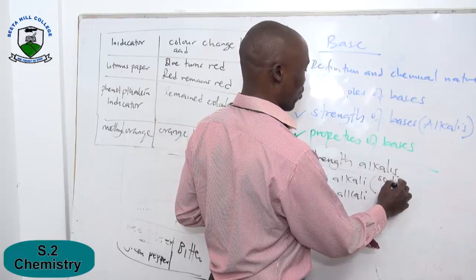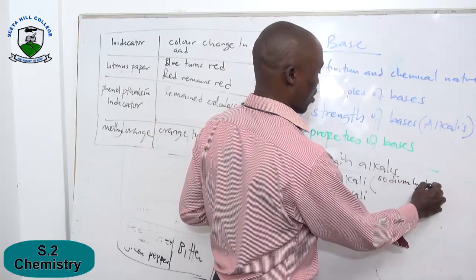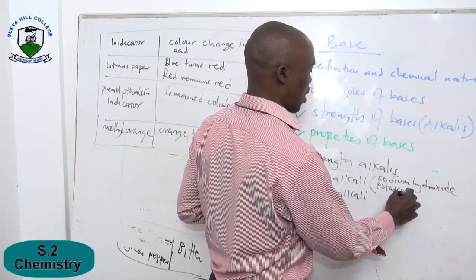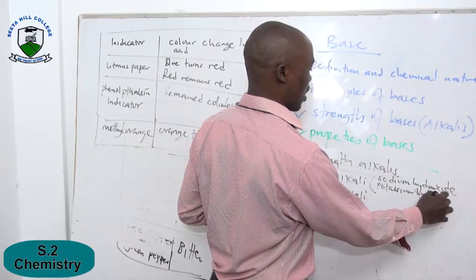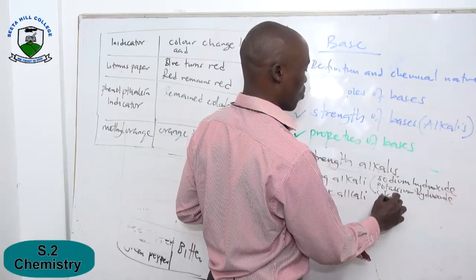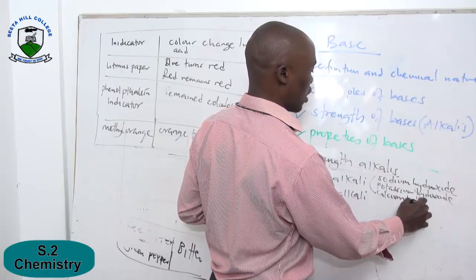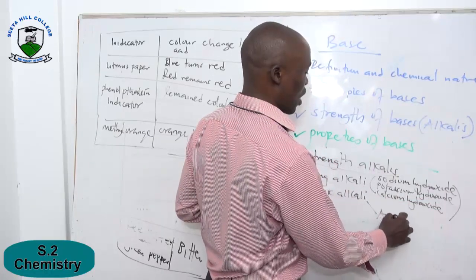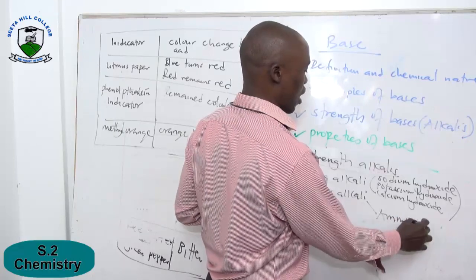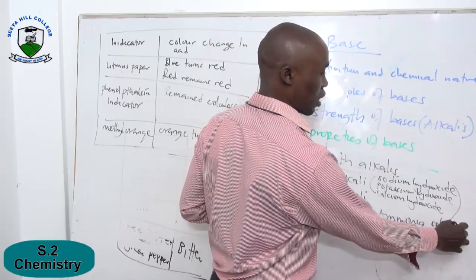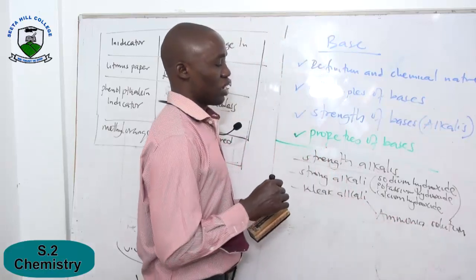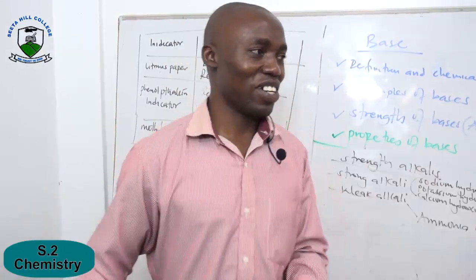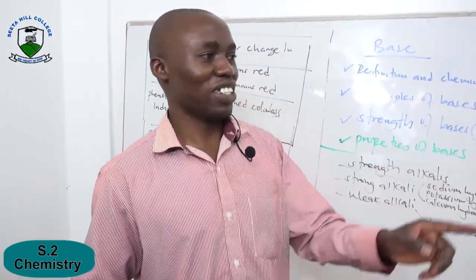Here we have sodium hydroxide, potassium hydroxide, calcium hydroxide. Then lastly, we only have ammonia solution as the weak alkali. Now who can figure out the definition of a strong alkali? Is the one that does what?